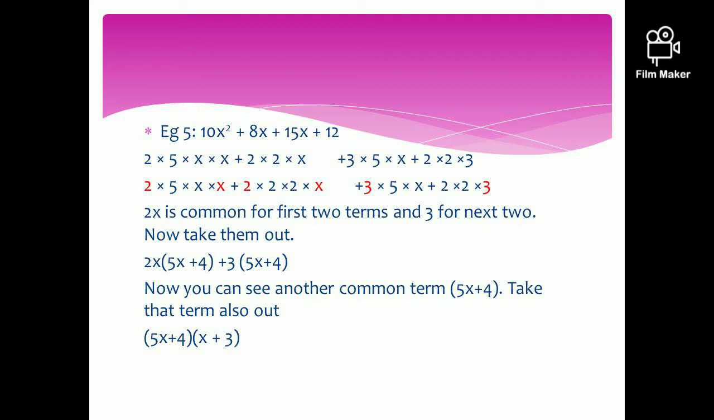As a result, if you take 2x out from the first 2 terms, it turns into 2x times of 5x plus 4. If you take 3 out, it turns into 3 times of 5x plus 4. Now you can understand that 5x plus 4 is common again. If you take 5x plus 4 out, you can say that the complete factorized form of 10x squared plus 8x plus 15x plus 12 would be 5x plus 4 times of 2x plus 3.